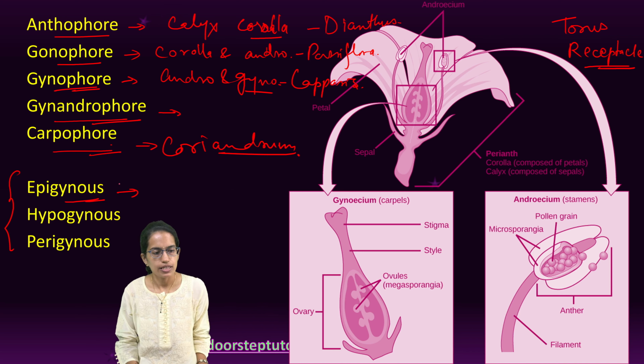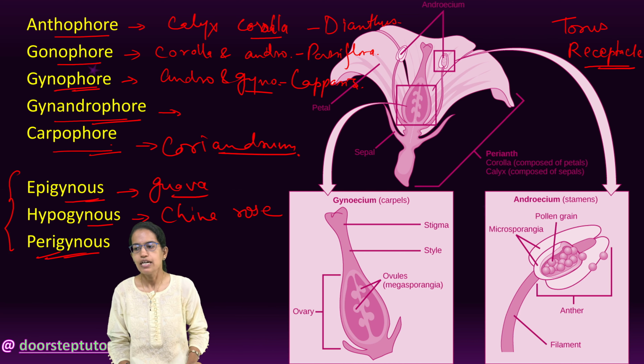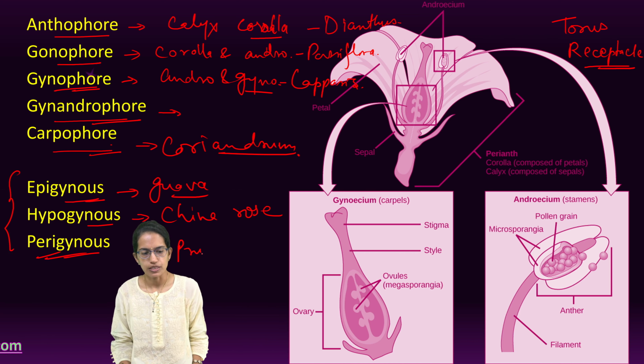The next is perigynous. Perigynous means the ovary is half superior and half inferior, and the thalamus can be present as a disc. A good example is Prunus. And this perigynous is usually in the shape of a rose. So perigynous is also called rose shape.